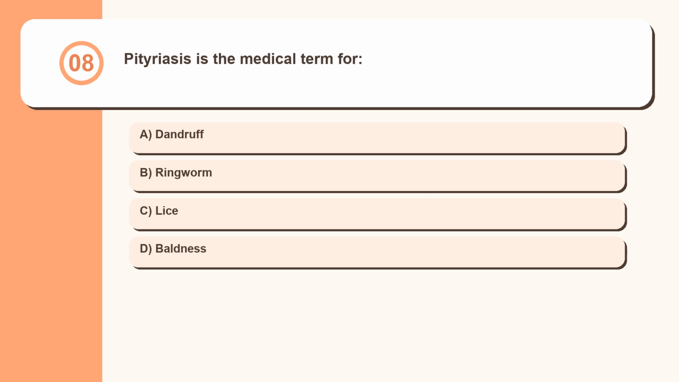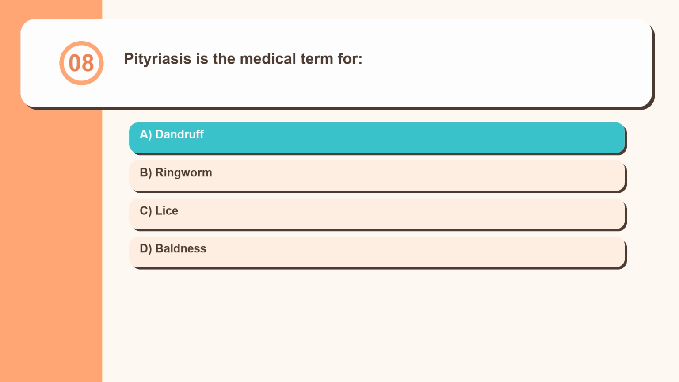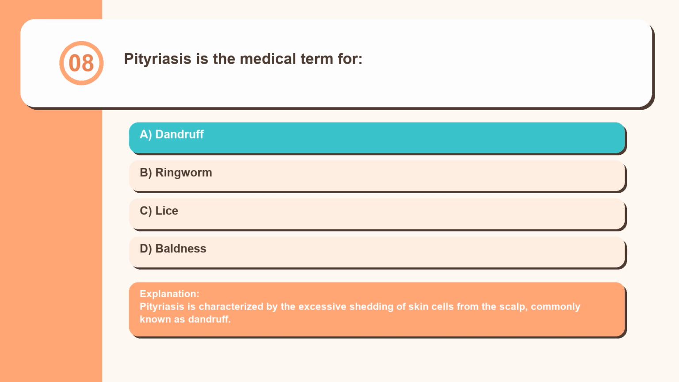Question 8. Pityriasis is the medical term for dandruff, ringworm, lice, or baldness? Pityriasis is characterized by the excessive shedding of skin cells from the scalp, commonly known as dandruff.